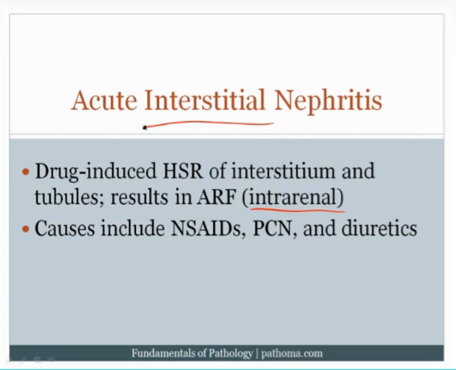Now, the word interstitium implies that we're dealing with the connective tissue between the tubules. That's what interstitium is. It's all of that connective tissue between the tubules. And of course, there's inflammation. This is basically a drug-induced hypersensitivity reaction of the interstitium. It can spread over into the tubules. The key causes are going to be drugs. They include NSAIDs, penicillin, and diuretics, just to list a few.